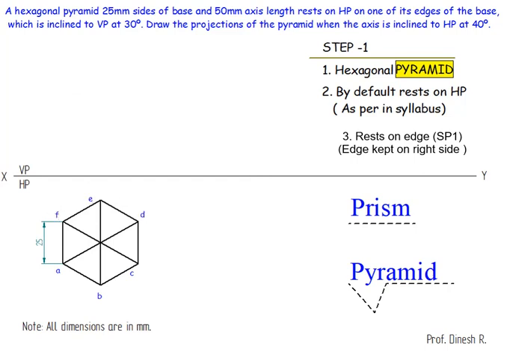So let's draw its projection lines. All these are going to be in thin lines. Here I need to draw the axis line. The axis length is going to be 50, so I'm going to draw this 50. The outer boundary is going to be in thick lines, so I'm going to join this.